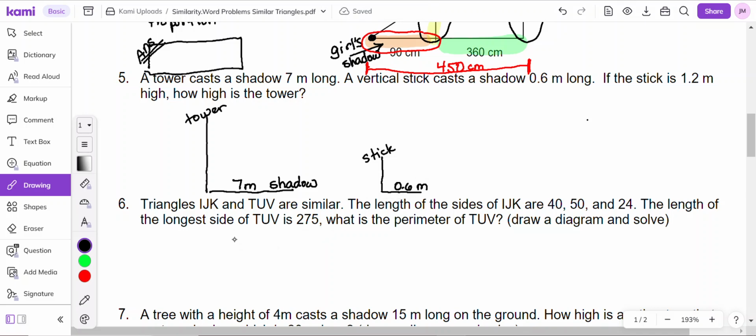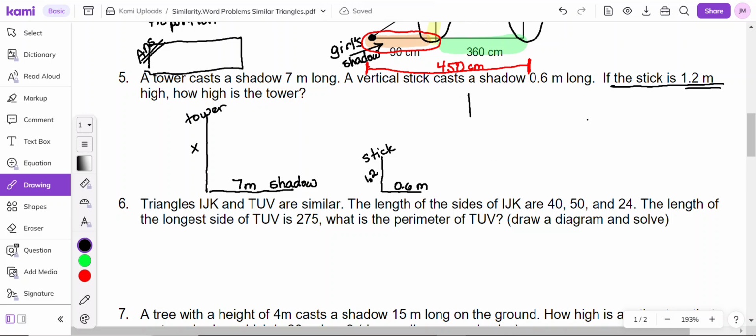Are we clear? If the stick is 1.2 meters high, so 1.2, how high is the tower? Once again, you need the correct diagram in order to have the correct setup, correct?